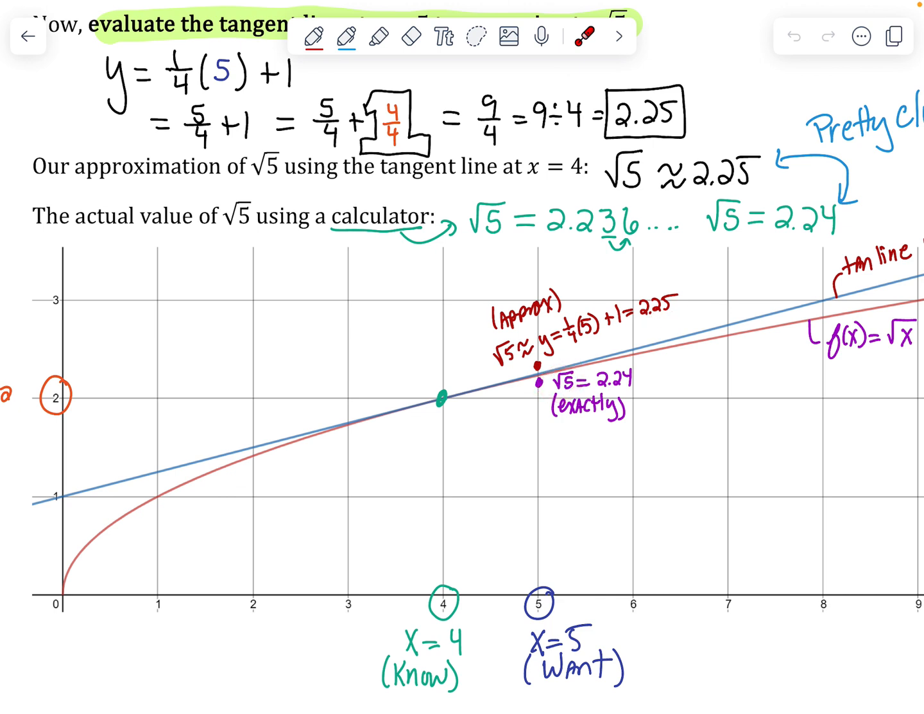So we didn't know the square root of 5, but we took the 4, and since the square root of 5 is going to be bigger than the square root of 4, I expected an answer bigger than 2, and I used the tangent line, whose math was much easier than I could have done without a calculator.